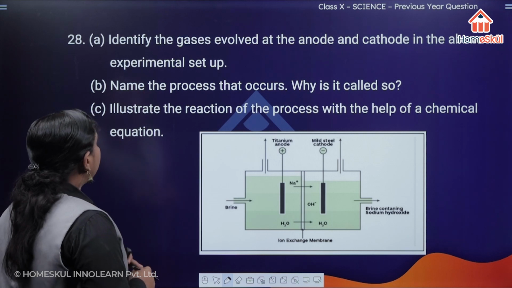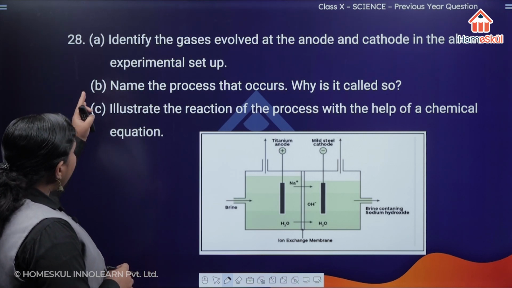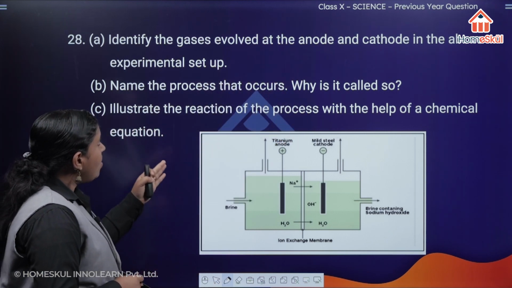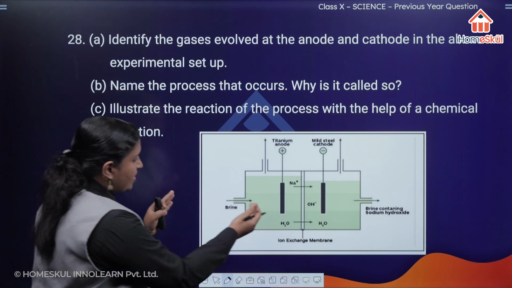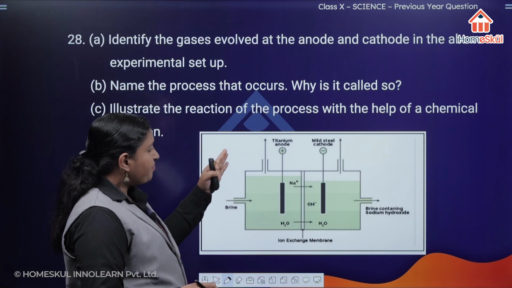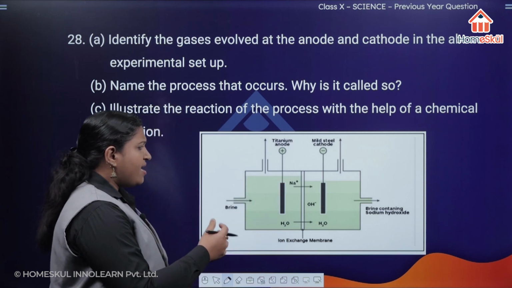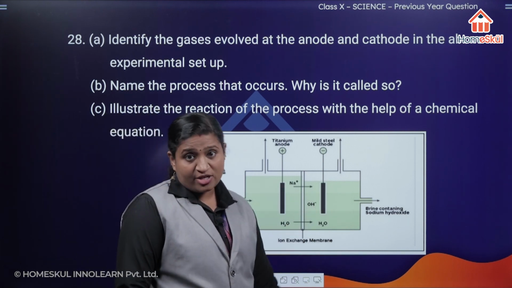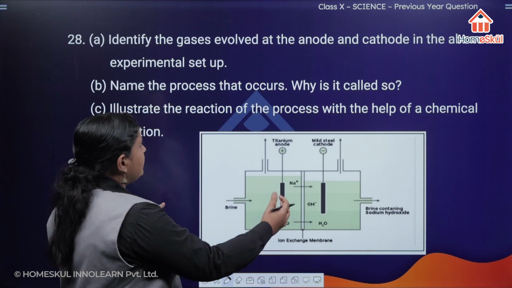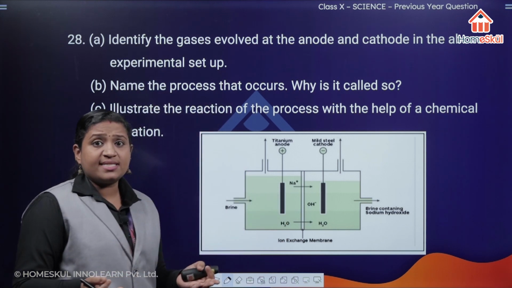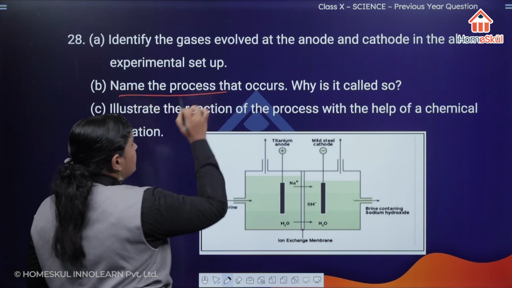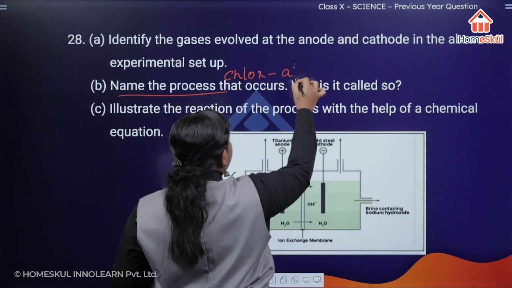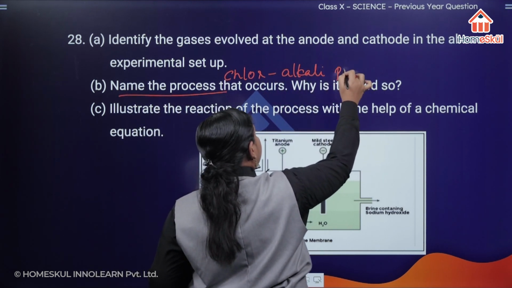Coming to the next one in the same section C. Here, identify the gases evolved at the anode and cathode in the above experimental setup. Here you can see brine and you can see anode and cathode and brine containing sodium hydroxide. So, as a result of the reaction, you are getting sodium hydroxide. Okay. So, what is this? Name the process that occurs and why is it called so? Can you say what is this process? Yes, it is chlor-alkali process, right? Chlor-alkali process.